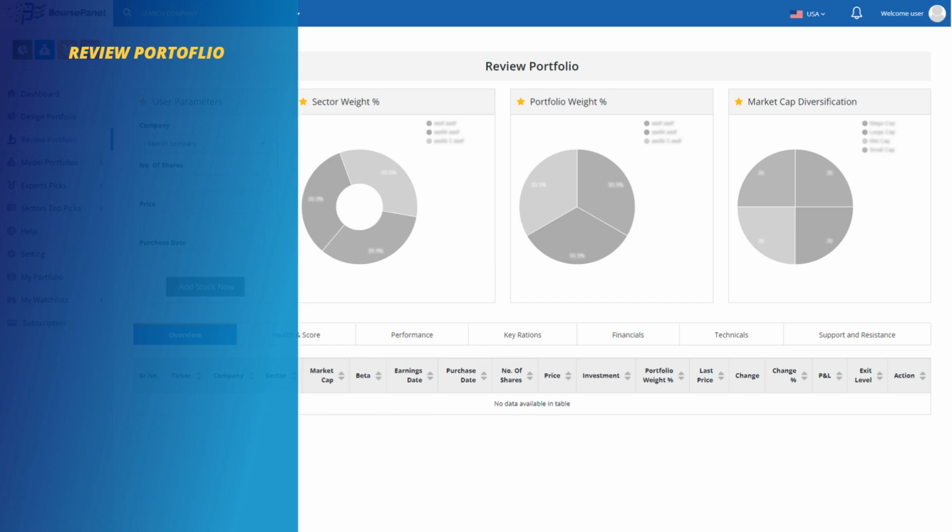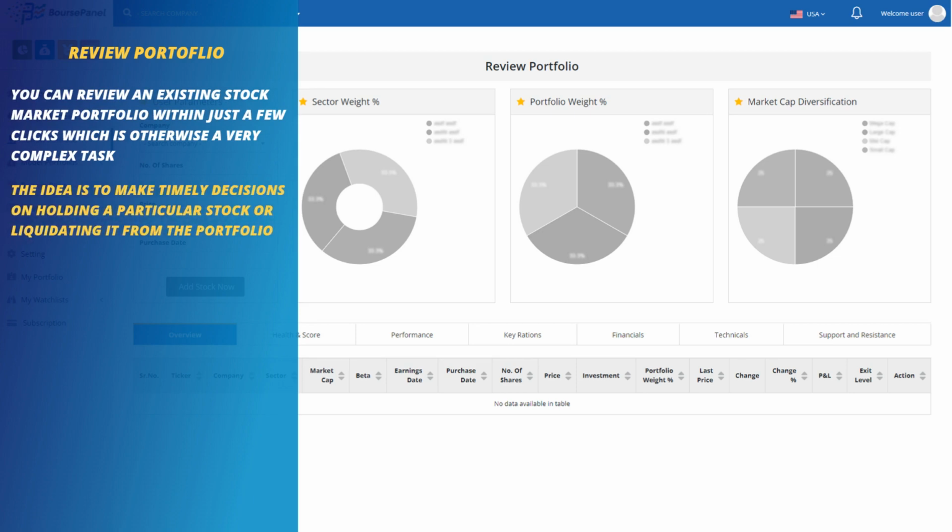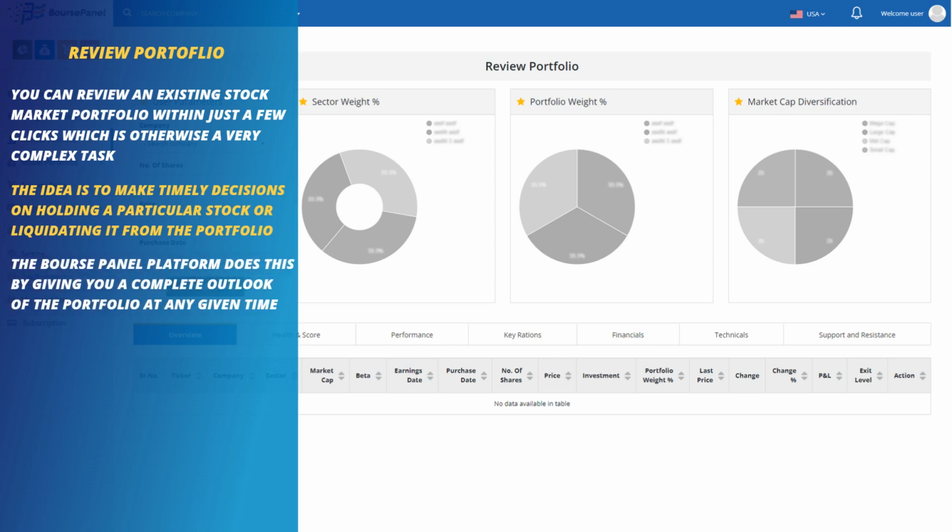Using this feature, you can review an existing stock market portfolio within just a few clicks, which is otherwise a very complex task. The idea is to make timely decisions on holding a particular stock or liquidating it from the portfolio. The Bourse Panel platform does this by giving you a complete outlook of the portfolio at any given time.